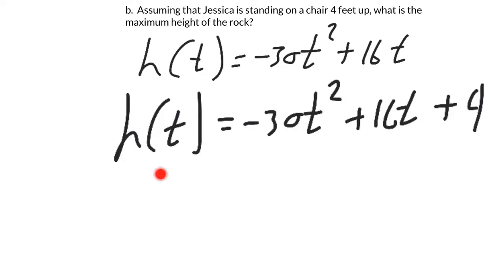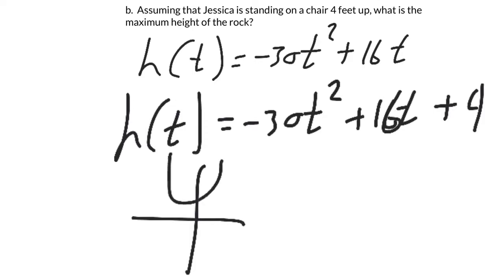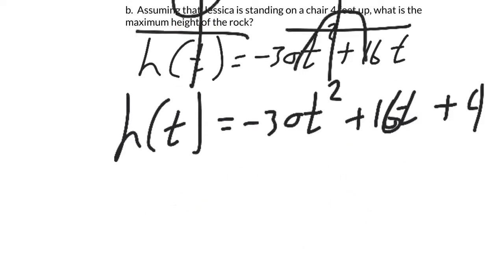And to find the max, you should probably know how to first visualize this quadratic. And A dictates the shape of the quadratic. If A is positive, the quadratic looks like this. But in our case, if A is negative, the quadratic looks like this. So right here is the maximum point of that quadratic. That's called the vertex. If we can find the vertex, we can find the maximum height of the rock.